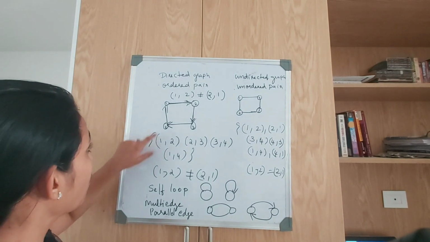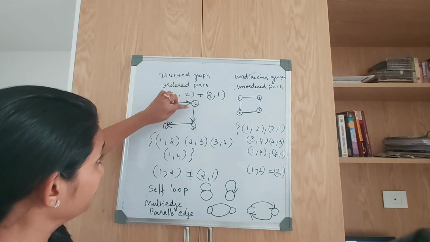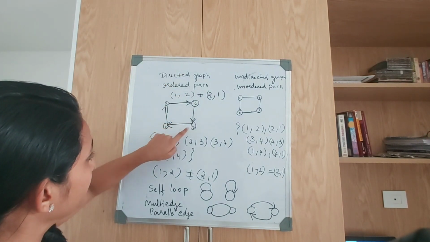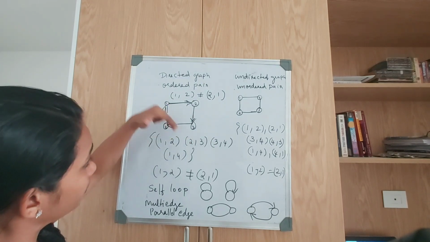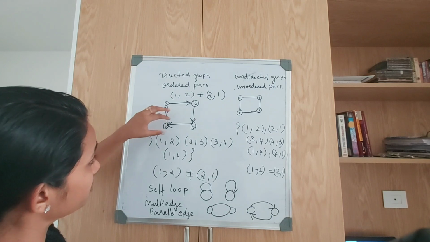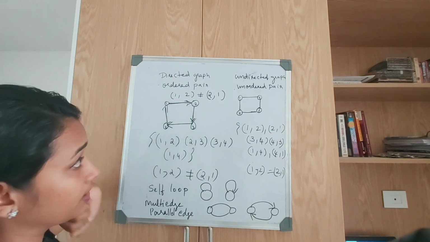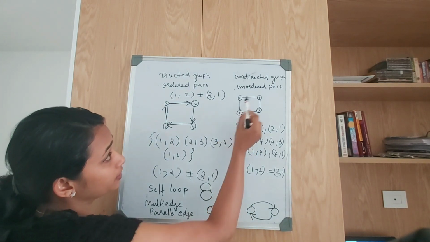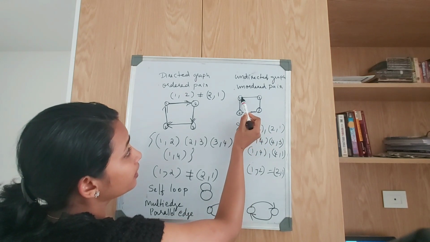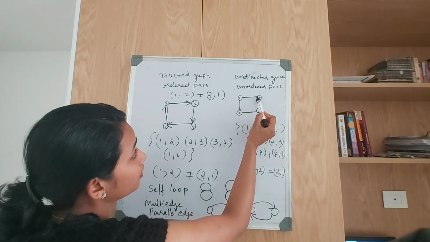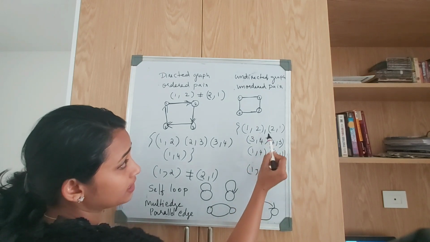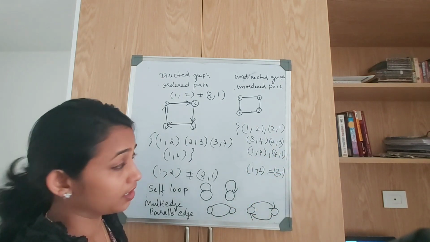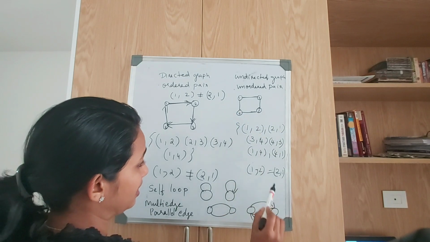So now here 1 to 2 is one pair, 2 to 3, then 3 to 4, 4 to 1. But you cannot have 2 to 1 or 3 to 2 because it has a direction. Whereas in an unordered pair, you can have a relation from 1 to 2 or 2 to 1. So you can write 1 to 2 or 2 to 1. This is known as an unordered pair. There is no direction, so both sides it is related.